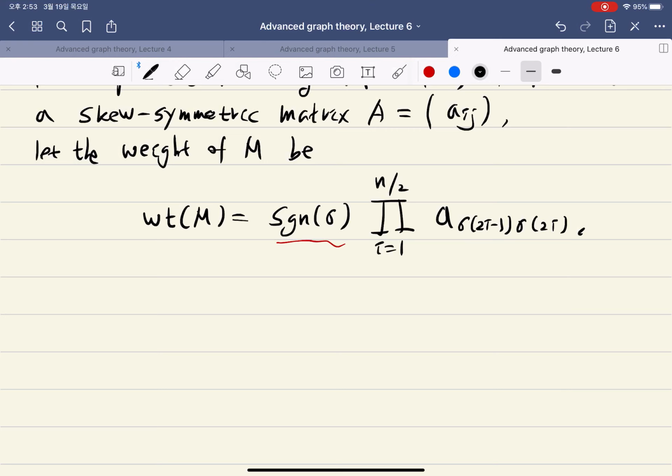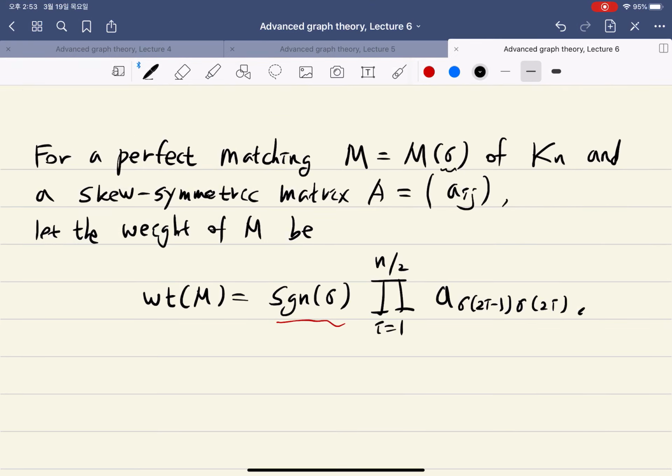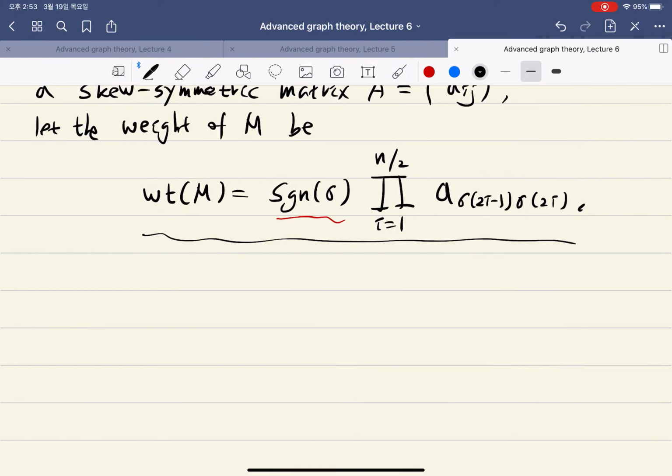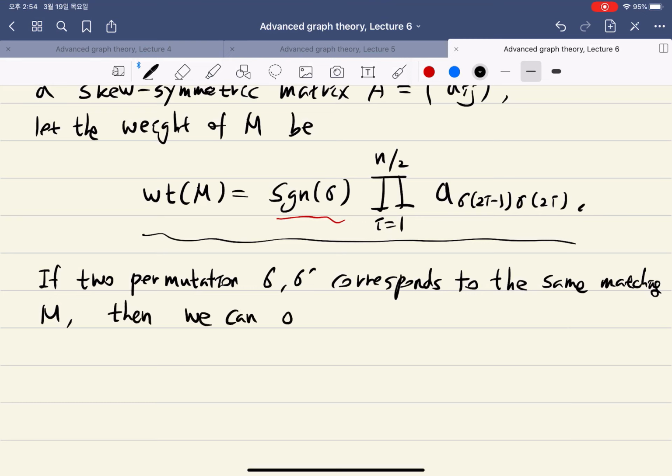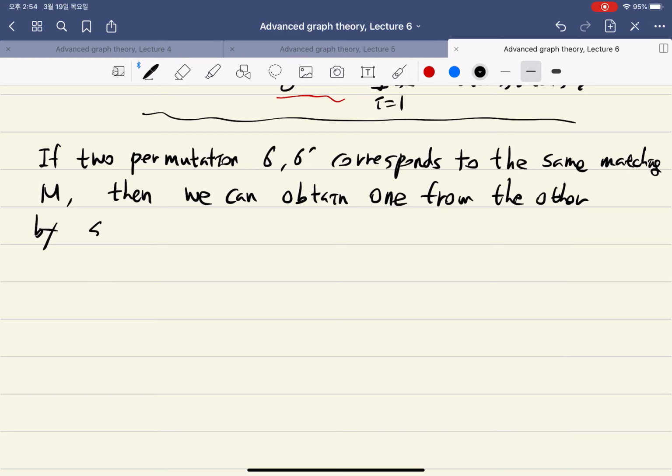More generally, we can show that whatever choice of σ we take, this will give you the same weight of M, so it is well defined. Because if two permutations σ and σ' both correspond to the same matching M, then we can obtain one from the other by a series of the following operations.